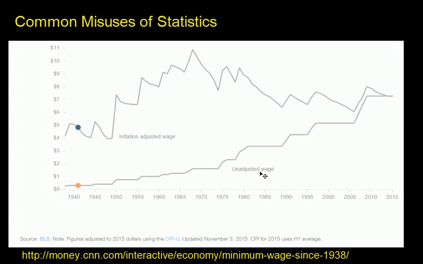unadjusted wage graph. This is a very common misuse of statistics, where if someone wanted to make the argument that minimum wage has increased like crazy, you could just manipulate the data or give an unadjusted wage type of data, which is kind of a manipulation of the truth.